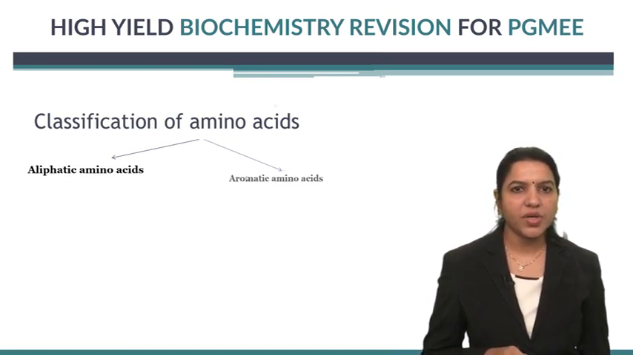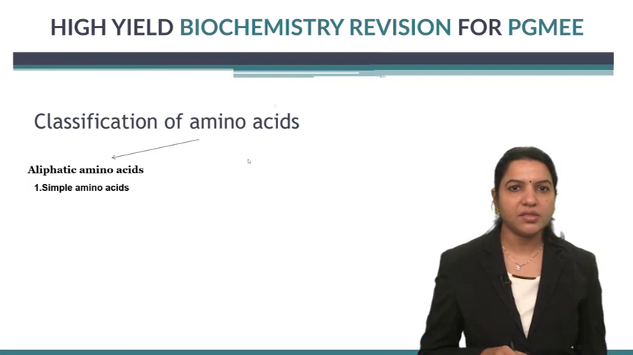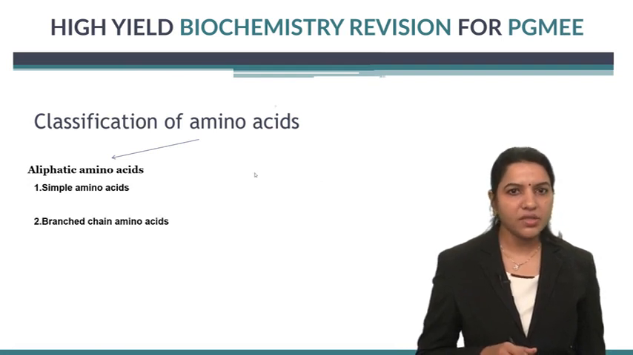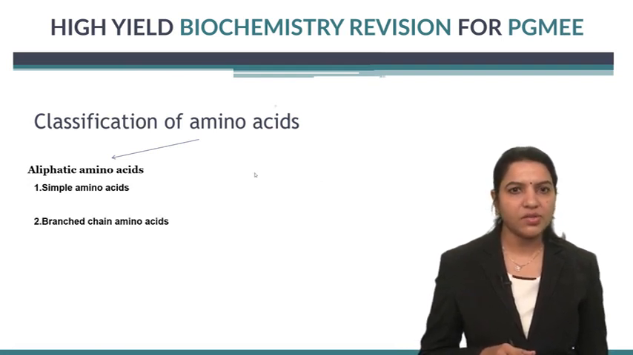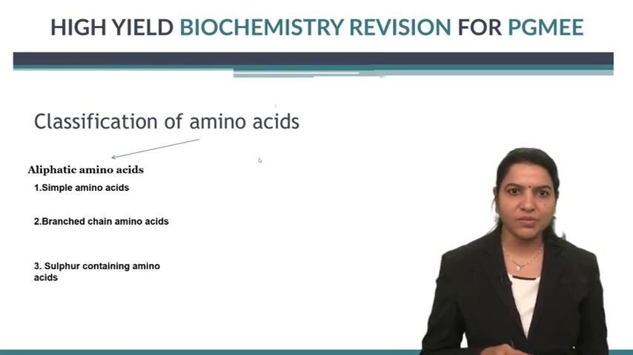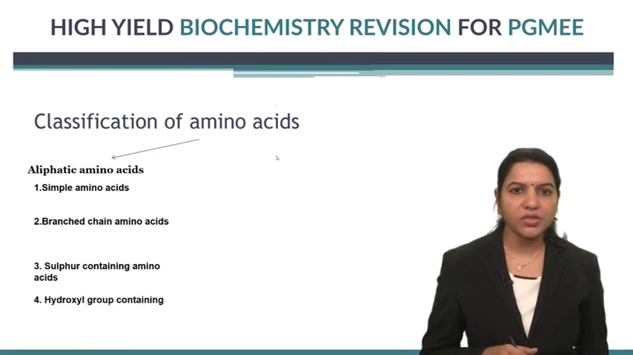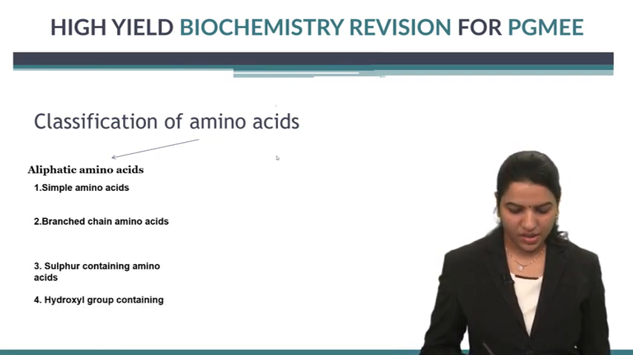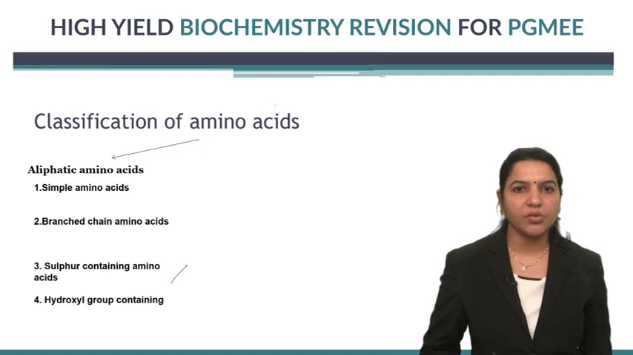Among the aliphatic amino acids, the number one is the simple amino acids. They are glycine and alanine. Then the branched chain amino acids, that is leucine, isoleucine and valine. Then comes the sulfur containing amino acids, that is cysteine and methionine. Then comes the hydroxyl group containing amino acids. The hydroxyl group containing amino acids are serine and threonine.